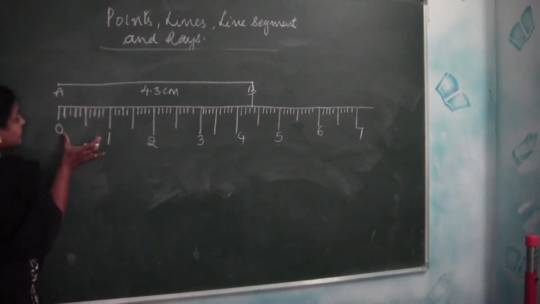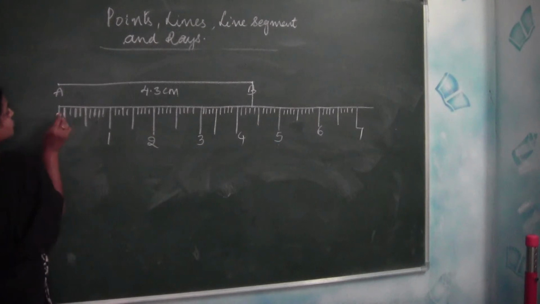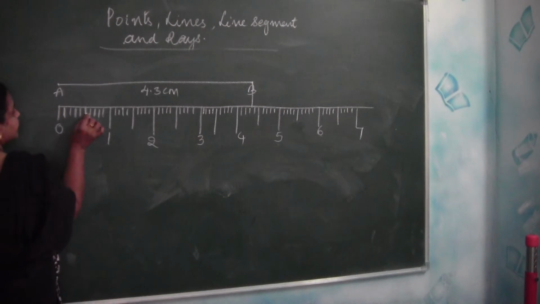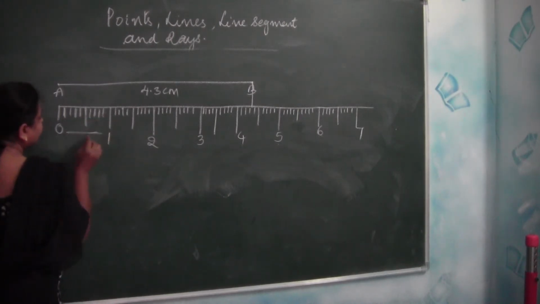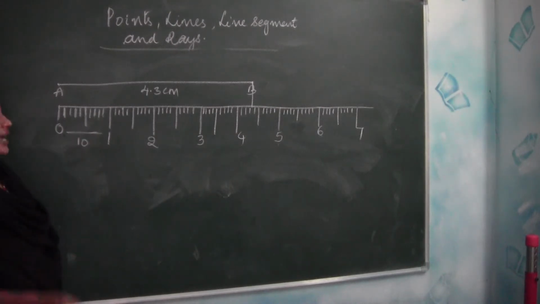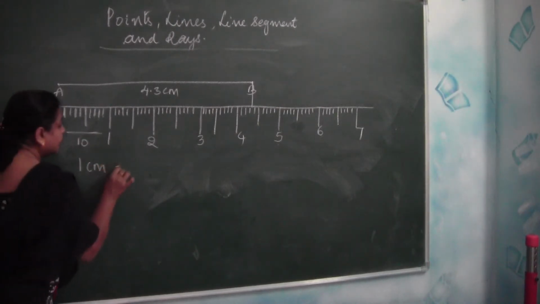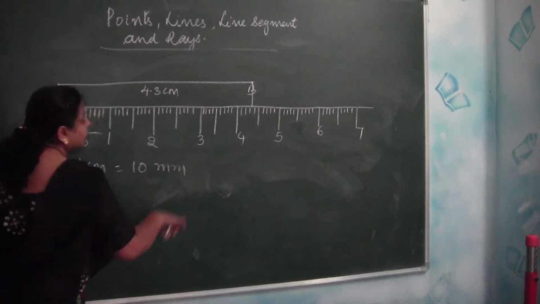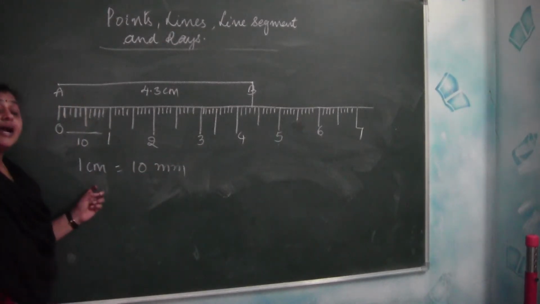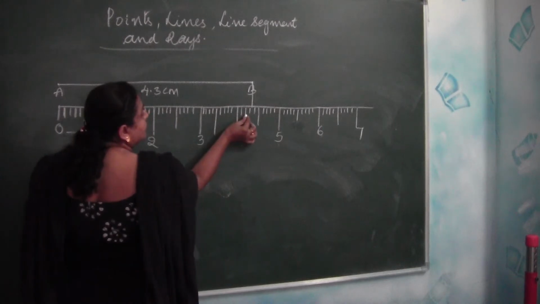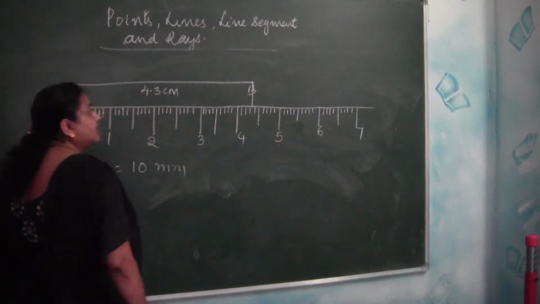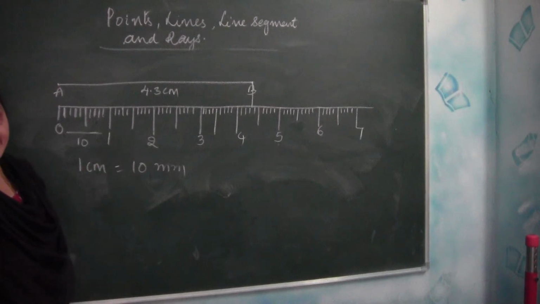Now if you look between 0 to 1, how many lines do we have? 1, 2, 3, 4, 5, 6, 7, 8, 9, 10. So from 0 to 1, we have 10 small lines. It means 1 centimeter is nothing but 10 millimeters. So 10 millimeters will make 1 centimeter. Got it, children? Now here, after 4, we have this line. So 4.1, 4.2, 4.3.